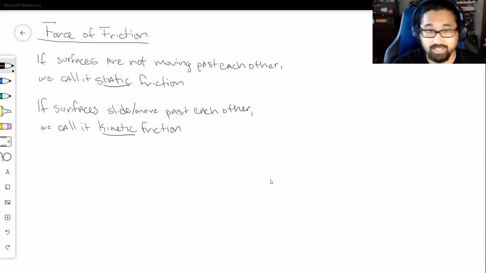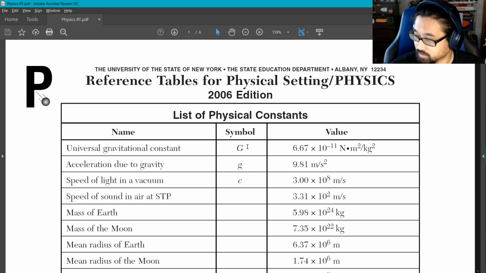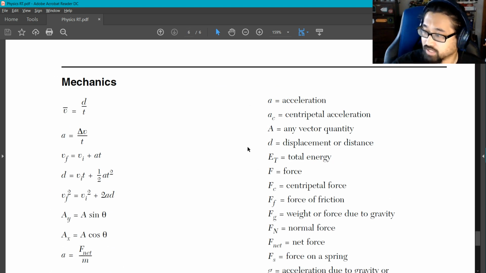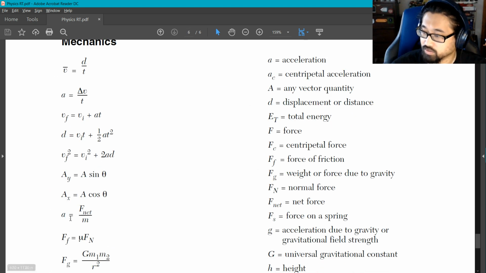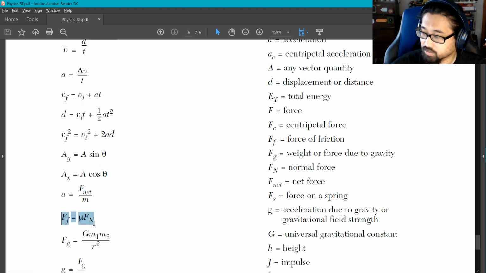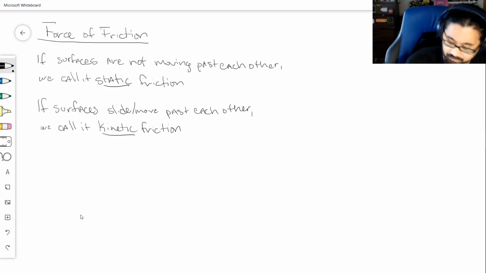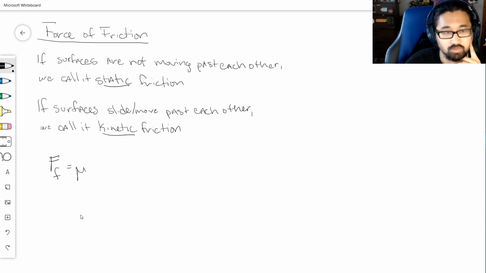Now, looking at that reference table that I was just talking about and going all the way to the last page, we were here and we found ourselves now right here, right, with a funny looking equation, or at least a funny looking symbol, which I'll break down. Right, so the force of friction equals mu times the normal force.